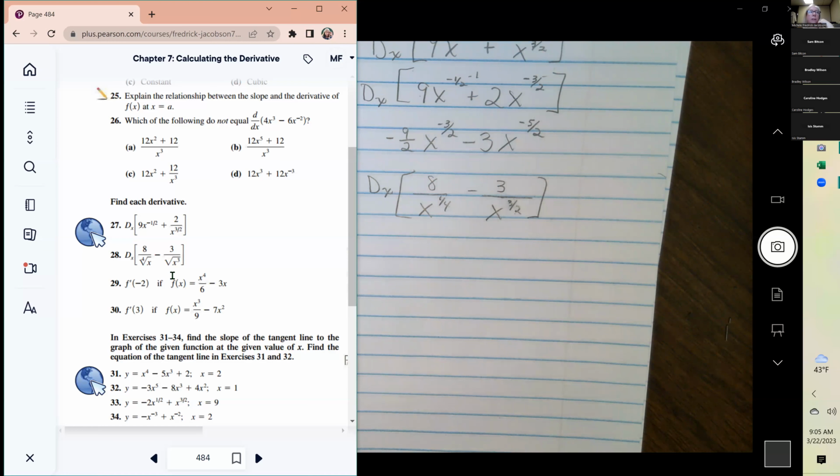Any questions? Then just like the last one, we'd have to move it up first and then take the derivative. So go ahead and move them up. Remember, only change the sign on the exponent and then take the derivative.